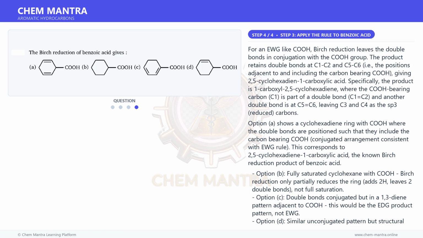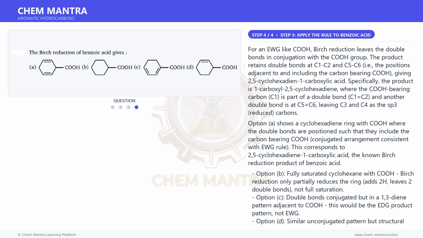Option A shows a cyclohexadiene ring with CHO where the double bonds are positioned such that they include the carbon bearing CHO, a conjugated arrangement consistent with the EWG rule. This corresponds to 2,5-cyclohexadiene 1-carboxylic acid, the known Birch reduction product of benzoic acid. Option B. Fully saturated cyclohexane with CHO. Birch reduction only partially reduces the ring, adds two H, leaves two double bonds, not full saturation.